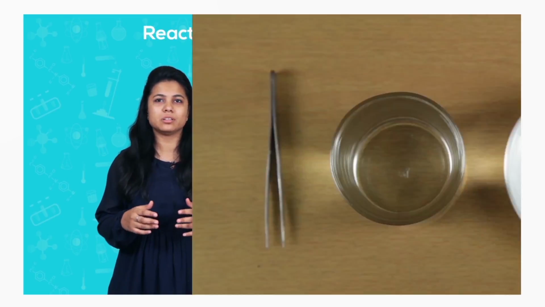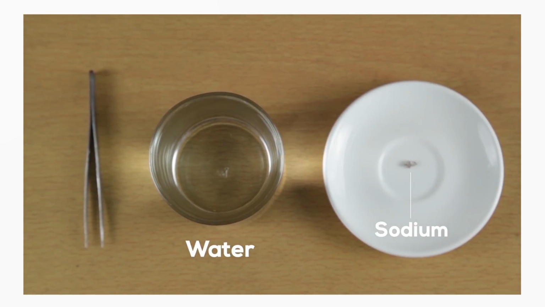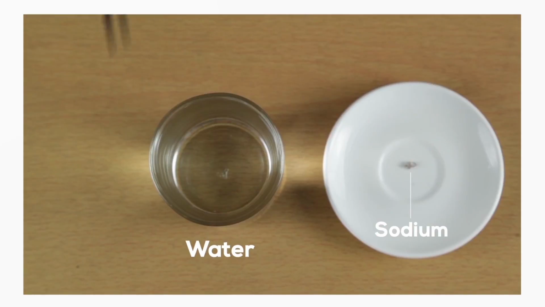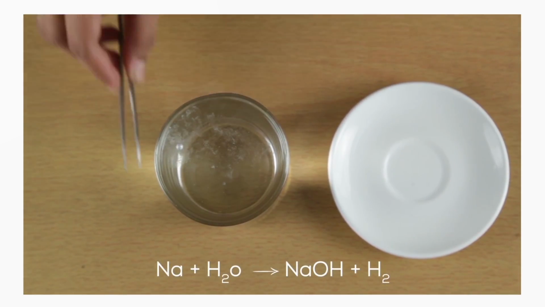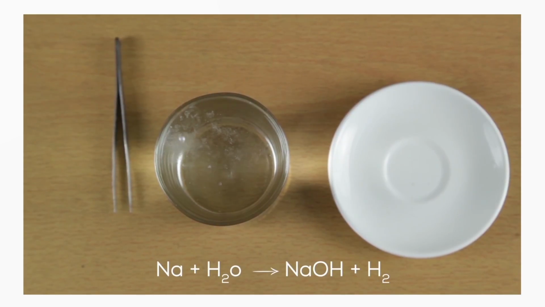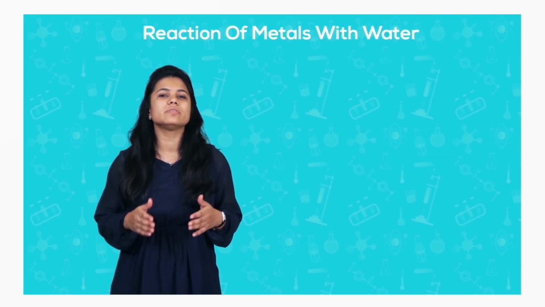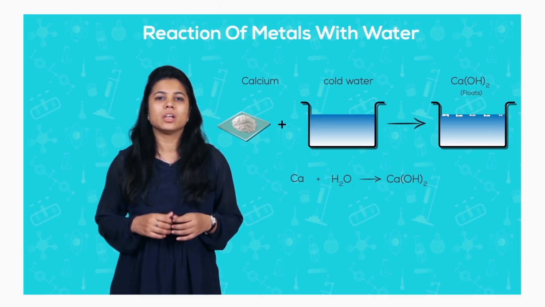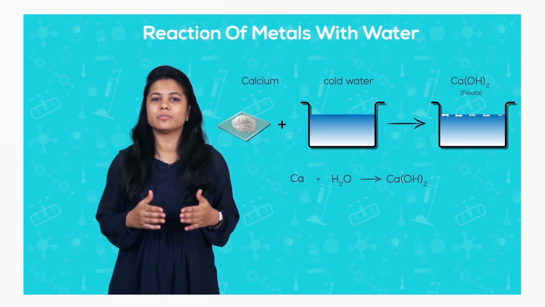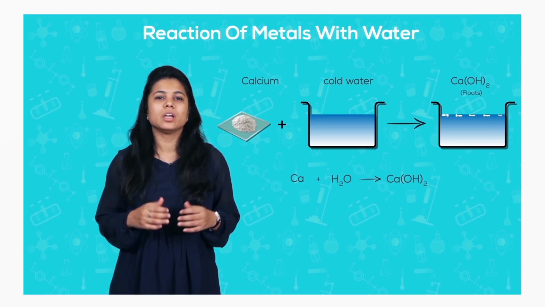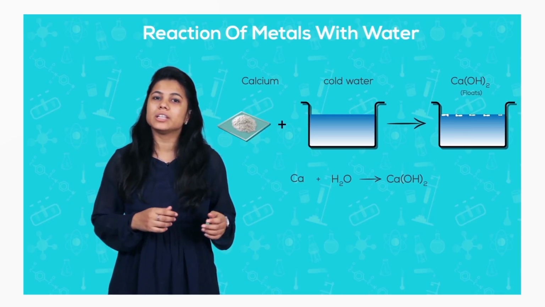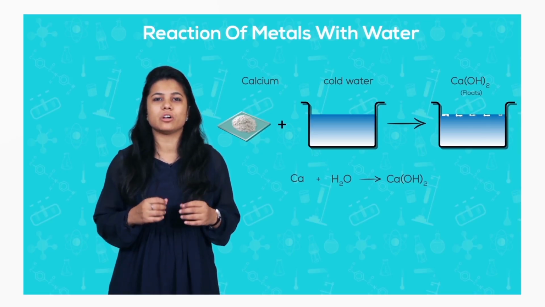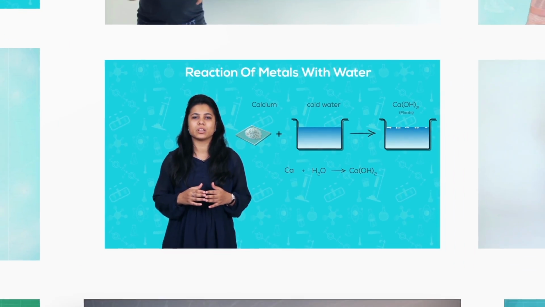For example, let's take a piece of sodium metal and drop it in a beaker full of water. You will observe that the reaction is very violent. The reaction with calcium is not so violent. The heat evolved is not sufficient for the hydrogen to catch fire. Instead, calcium starts to float on the surface because the hydrogen bubbles evolved stick on it and reduce its density.